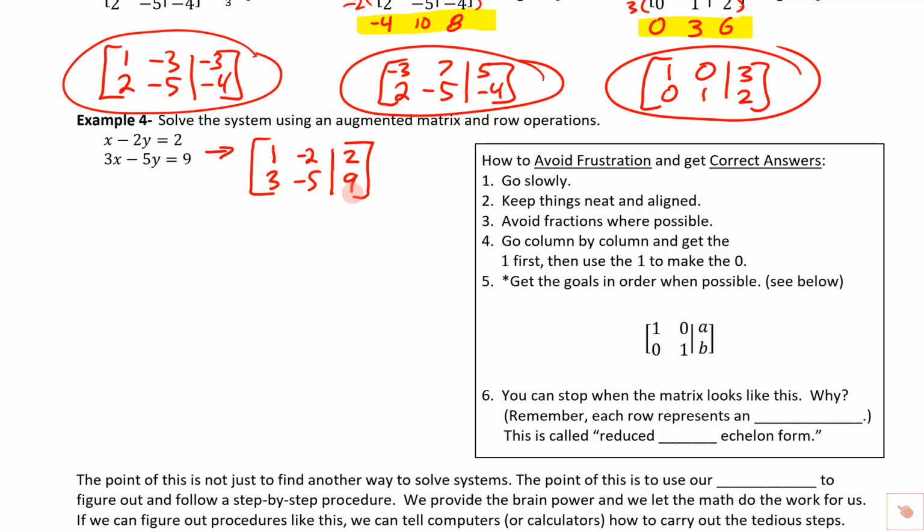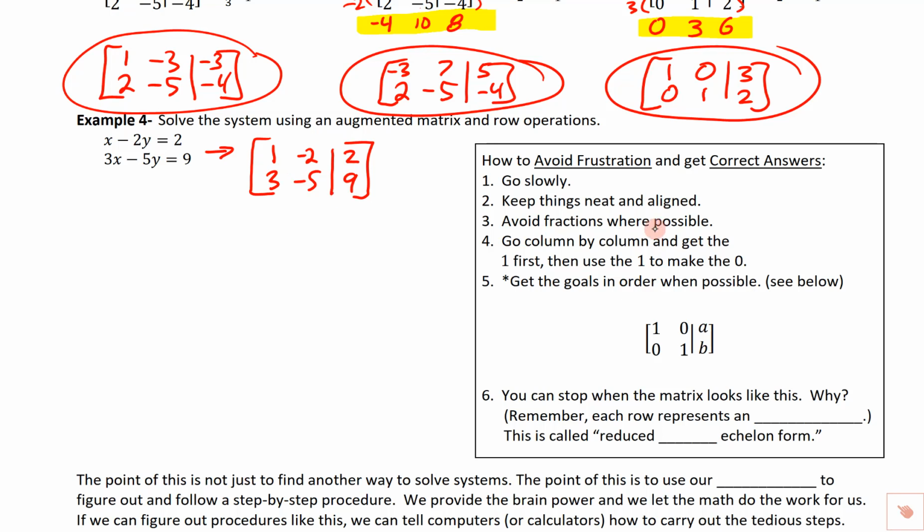So we need to solve this using row operations, which means we need to provide the brain power to figure this out. So here's how we're going to solve these, and we're going to avoid some frustration and get the correct answers. So the first thing is, please make sure you go slowly. Stop and think about what you're doing whenever you're doing it. Second thing, keep things neat and aligned. So notice how we've got the correct spacing here. Everything's nice and neat and aligned.